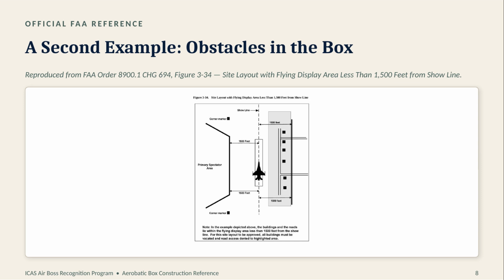The note at the bottom spells out the compliance requirement directly. For this site layout to be approved, every building inside that highlighted zone must be vacated, and road access into it must be denied for the duration of the display. This is the practical lesson. A show line distance isn't just a number you calculate and forget. It's a zone you have to clear of occupied structures and open roads before you can fly it. We'll return to this exact obstacle principle, that obstacles never reduce a minimum distance, in the decision check slide later on.